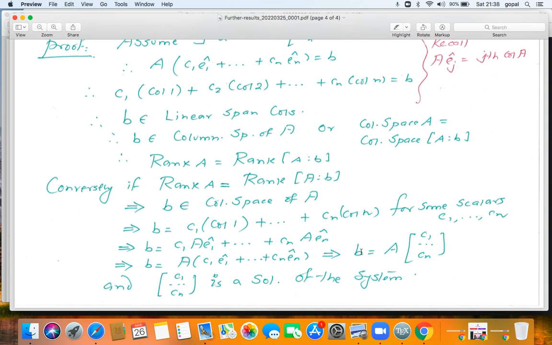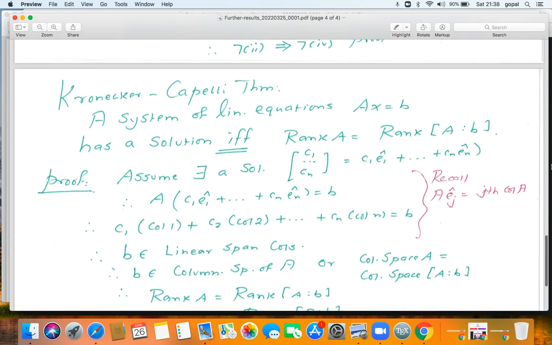The system has a solution if and only if the rank of the augmented matrix and the rank of the associated matrix are exactly equal. And that completes the proof of the Kronecker-Capelli theorem.